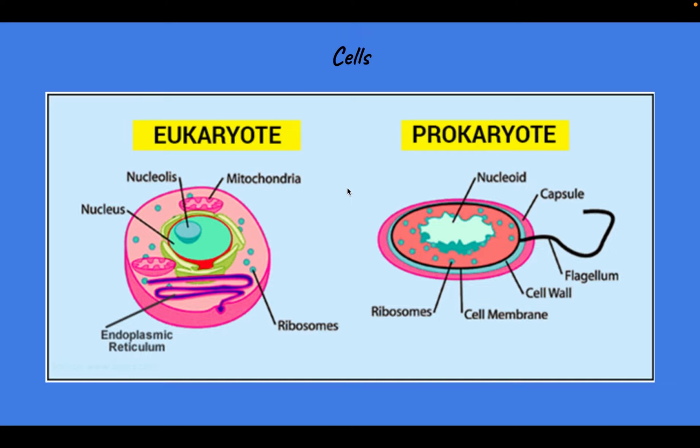So now let's go to eukaryotes and prokaryotes. In cells, there are hundreds of different types, but these are the main two: eukaryotes and prokaryotes. Eukaryotes have mitochondria, ribosomes, endoplasmic reticulum, and a nucleus. Nucleoid, capsule, flagellum, cell wall, cell membrane, and ribosomes are in prokaryotes. Eukaryotes are much bigger than prokaryotes, and more organized. Eukaryotes and prokaryotes both have ribosomes, but the ribosomes in eukaryotes are more organized. So those are the differences and the similarities.